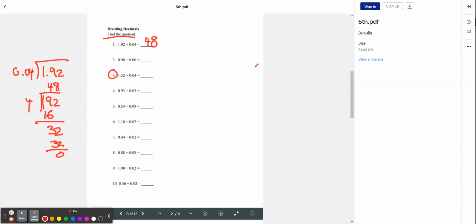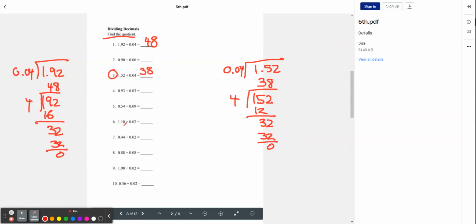Let's try 3. 1.52 divided by 0.04. Just like last time, multiply by 100. So we get 152 divided by 4. 4 times 3 is 12. So 4 goes into 15 3 times. And 4 goes into 32 8 times. So we get 38 as our answer.